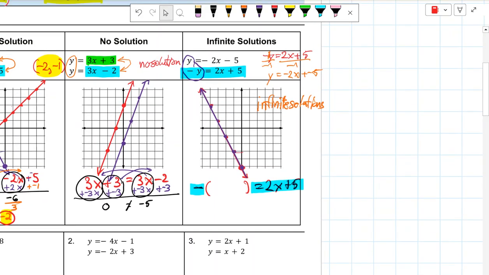Now, up here, it says y is exactly equal to negative 2x minus 5. And if negative 2x minus 5 is exactly equal to y, I can substitute this green piece into here. Negative 2x minus 5. That is the green part up above.